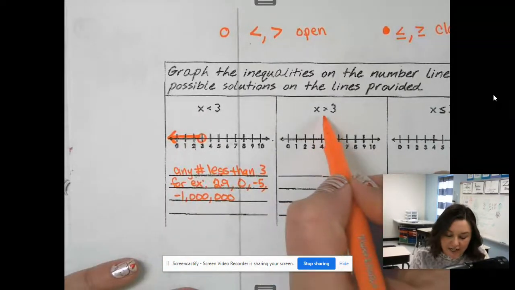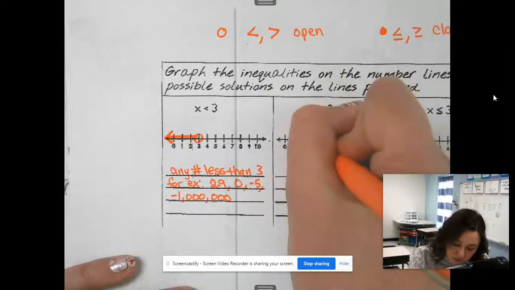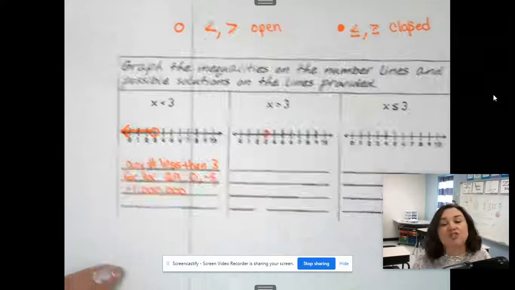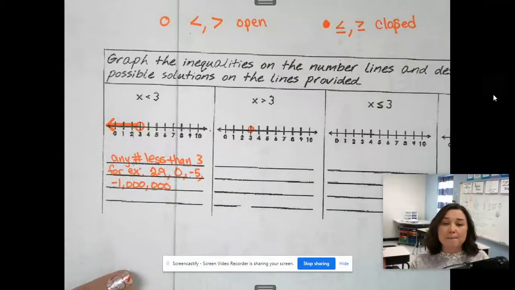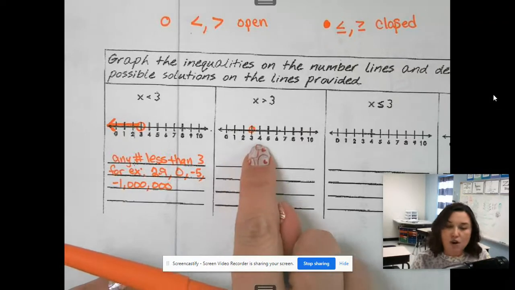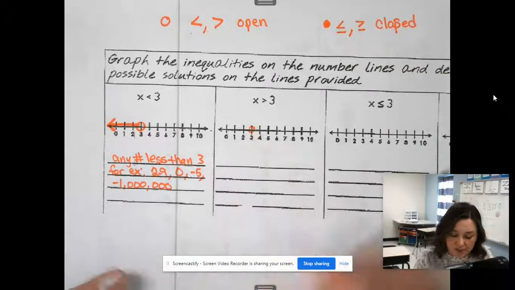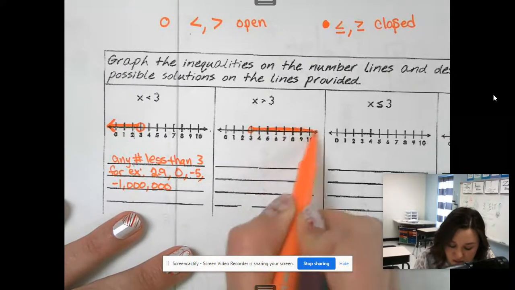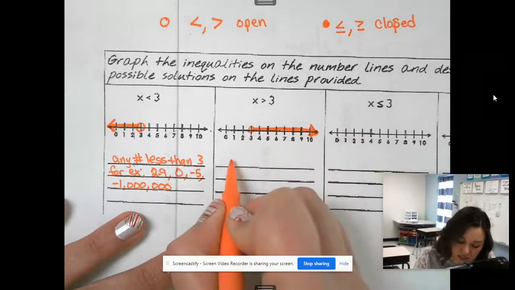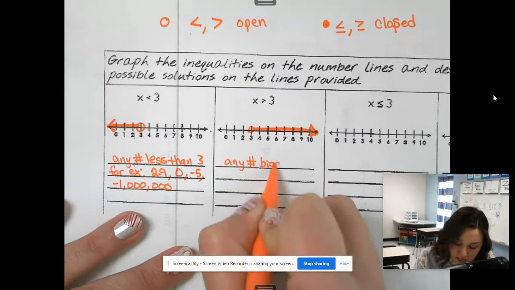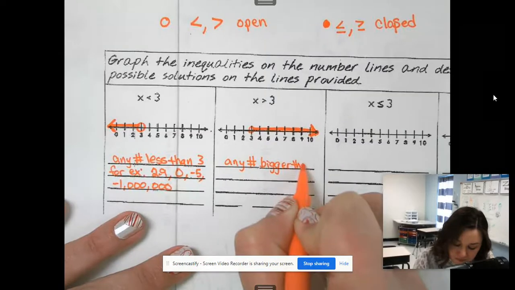X is greater than 3 is again going to be an open circle because it doesn't have that equal to line, but we're going to have to shade towards the numbers that are bigger than 3. So I ask myself, which one's bigger than 3, 2 or 4? 4 is bigger than 3. So I'm going to shade this way. So this is any number bigger or greater than 3.